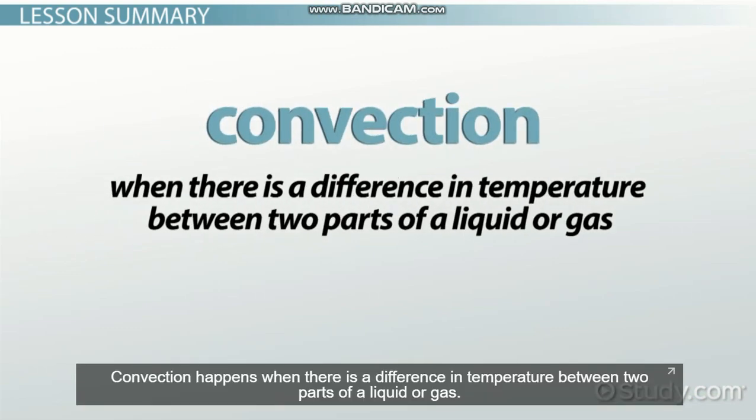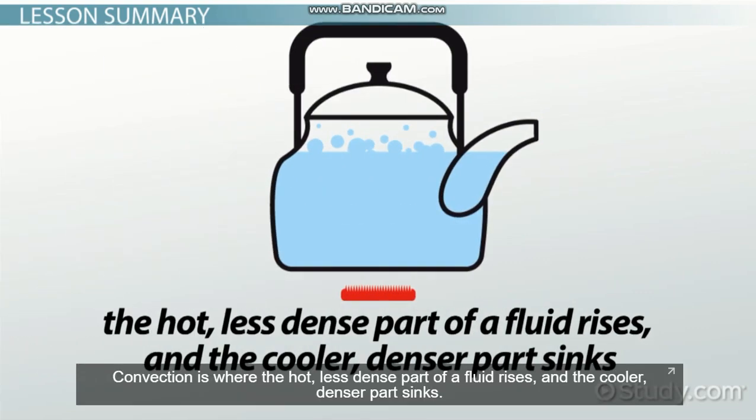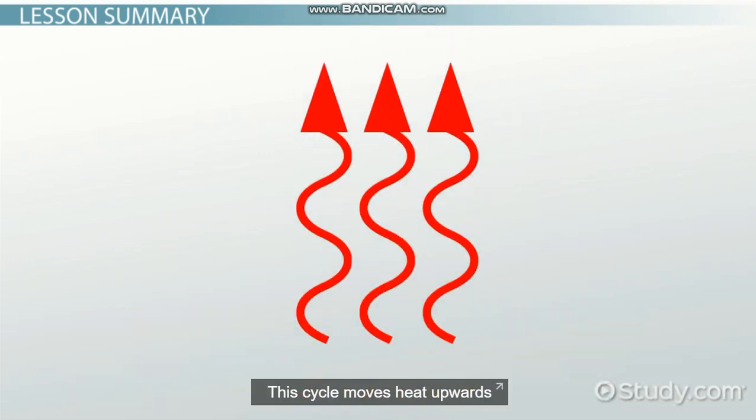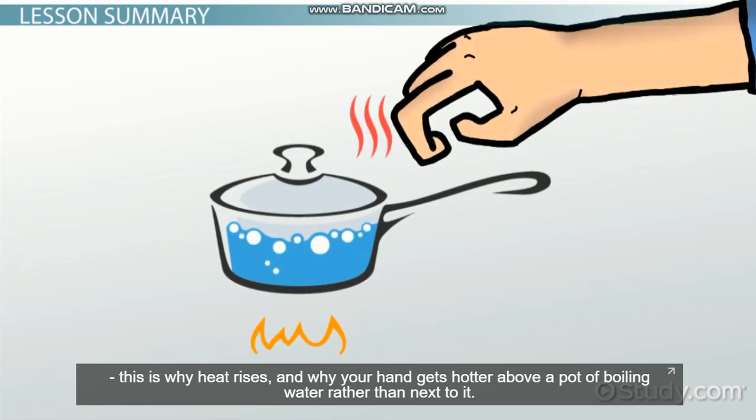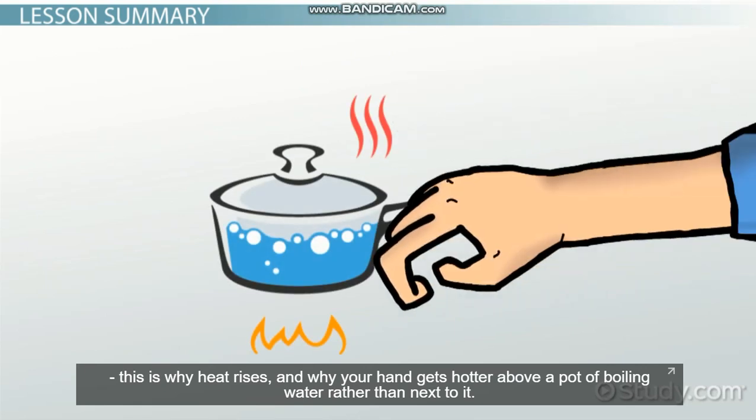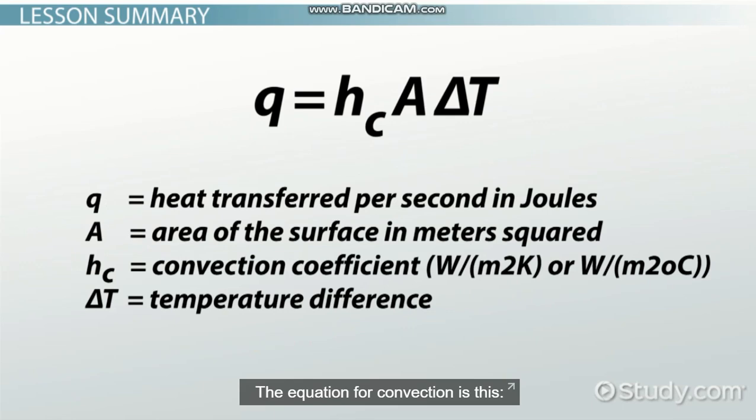Convection happens when there is a difference in temperature between two parts of a liquid or gas. Convection is where the hot, less dense part of the fluid rises, and the cooler, denser part sinks. This cycle moves heat upwards. This is why heat rises, and why your hand gets hotter above a pot of boiling water than next to it. The equation for convection is this.